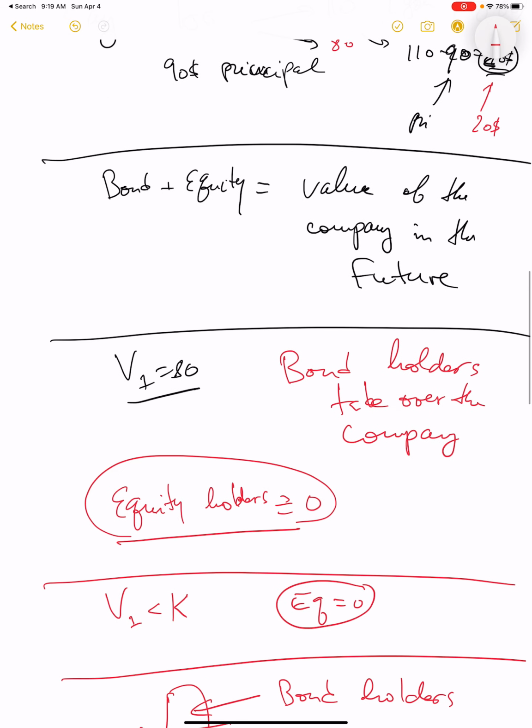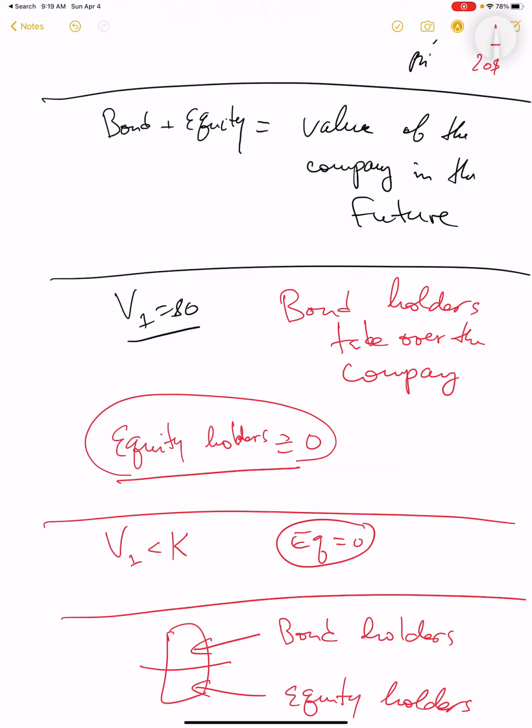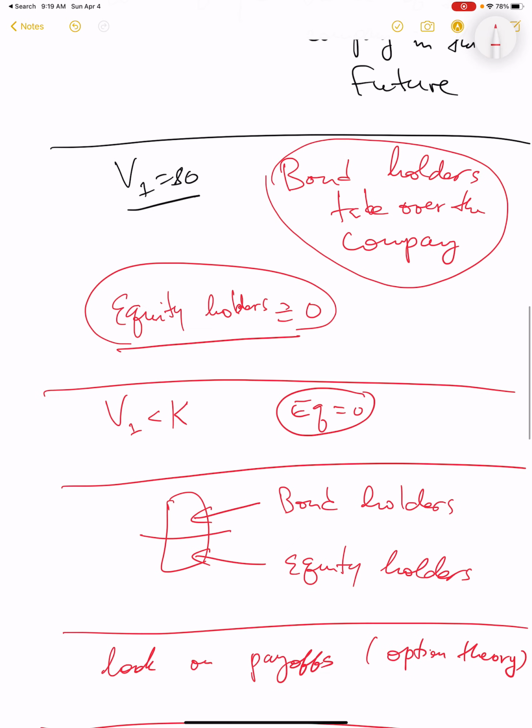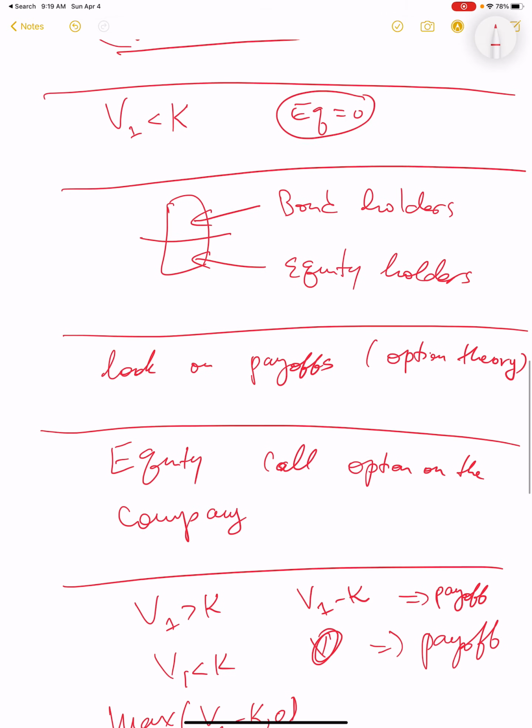So here you can see that if V1 equals 80, the equity holders don't get anything, and the bondholders will take over the company. Now, if V1 is less than K, then the equity price is 0. You can think about this as the classical diagram where the bondholders have priority over the equity holders in case the company cannot pay the debt. So the bondholders will take over the company, and that's what we call the bankruptcy process.